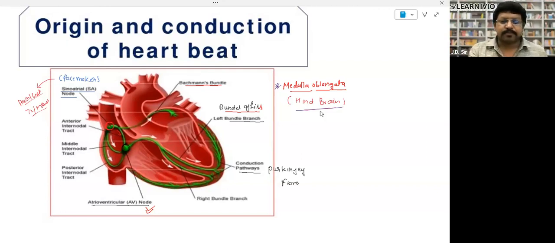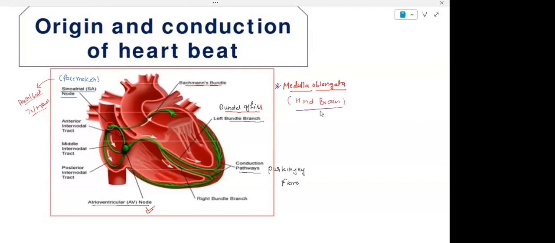You must have heard, in society, that a particular person got a heart attack, and now the doctors have installed a pacemaker in his heart. Have you heard this kind of thing? So what is that pacemaker?